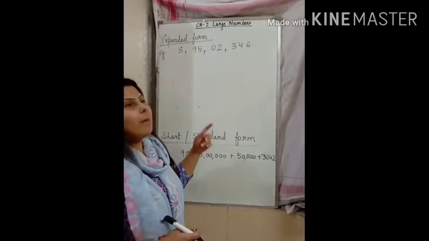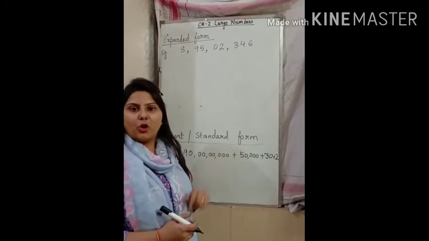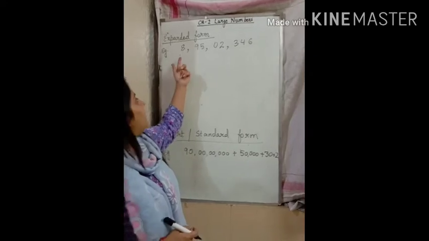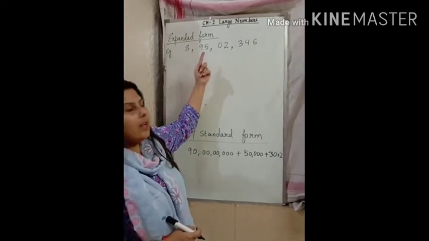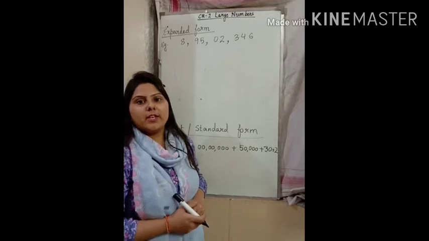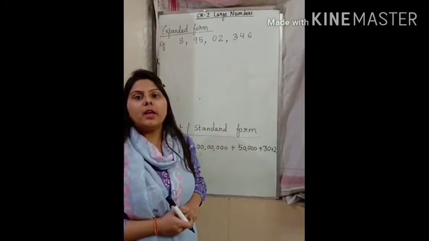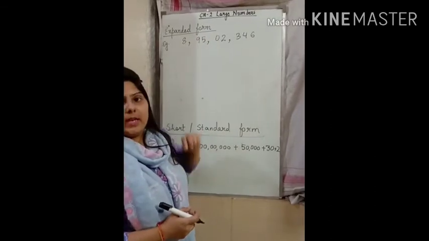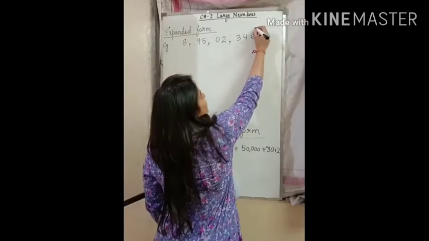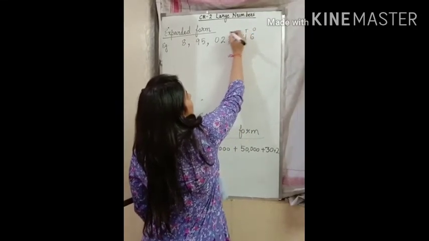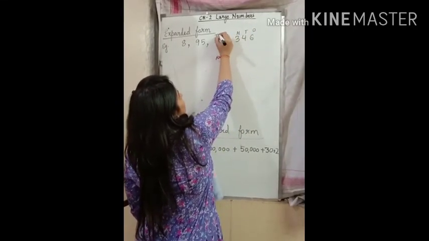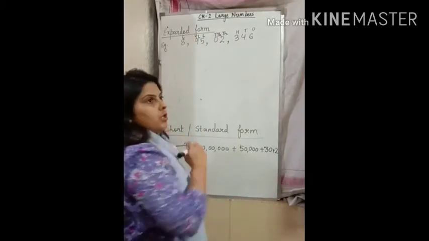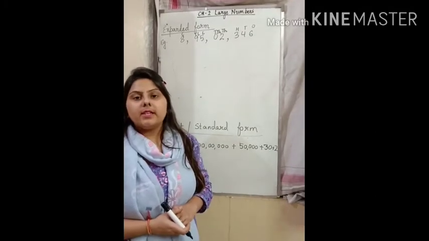Today we are going to learn about the expanded form and the short form or standard form. For this, I have taken an example like 8 crore 95 lakh 2346. Now how to write this number in the expanded form? So for our ease, I can write the places on top: 6 is at ones place, tens, 100, 1000, 10,000, lakhs, 10 lakhs and crores. Now there are two ways of writing the expanded form.